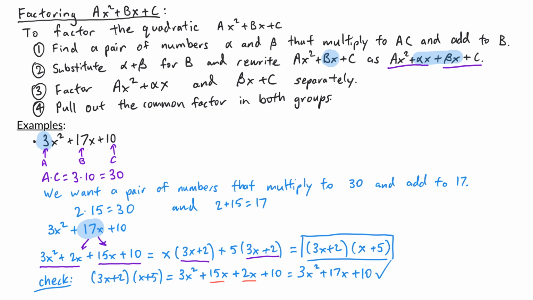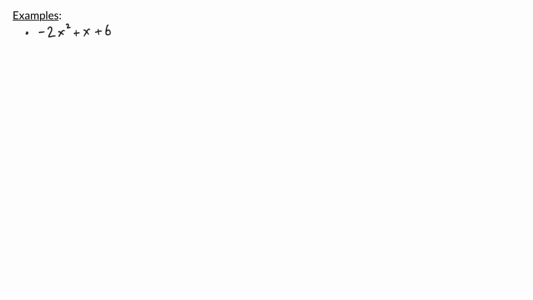Let's look at a couple more examples. In this example, we want to factor negative 2x squared plus x plus 6. So here, a is negative 2, b is 1, and c is 6.